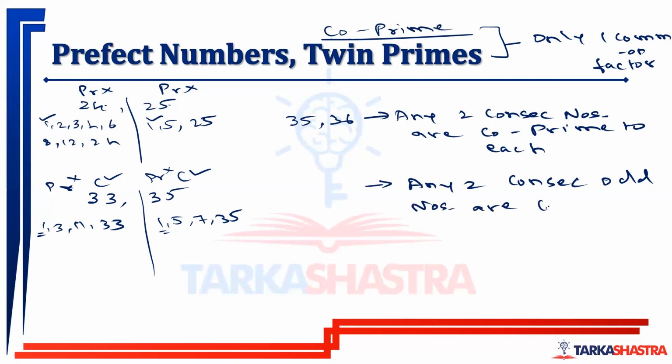are co-prime to each other. Any two consecutive odd numbers are co-prime to each other. Like we saw, 33 and 35 are consecutive odd numbers, one after the other, so they are co-prime to each other. Take any, take 39 and 41, take 55 and 57, consecutive odd numbers, both will be co-prime. Okay, and twin primes.